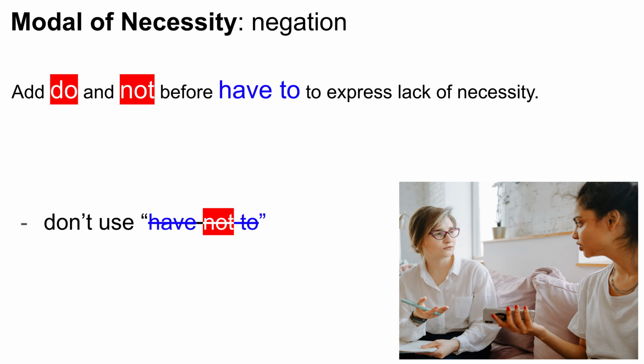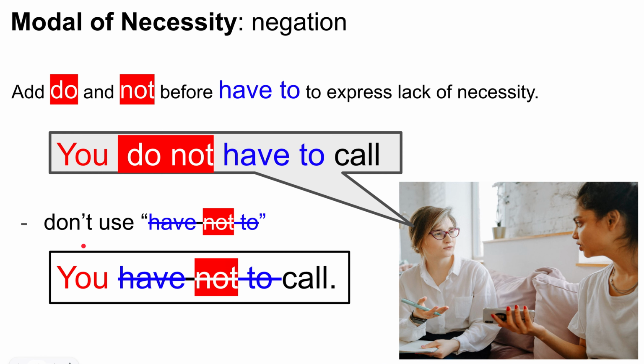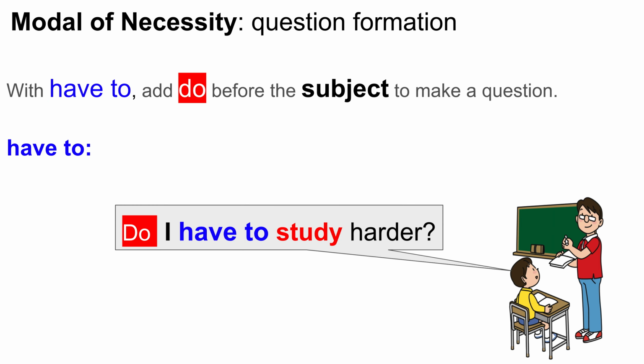Moving forward. If we want to negate or express a lack of necessity, we add do and not before have to. For example, you do not have to call. Okay, so there's no need. It's a lack. Please don't use have not to. You have not to call. That is not correct. All right, let's move forward.